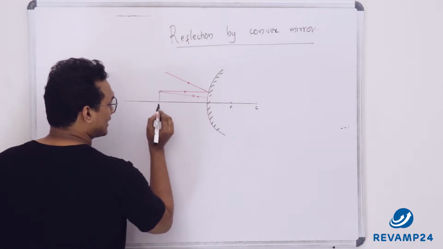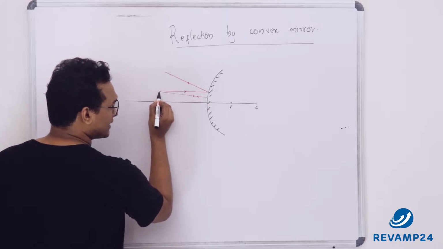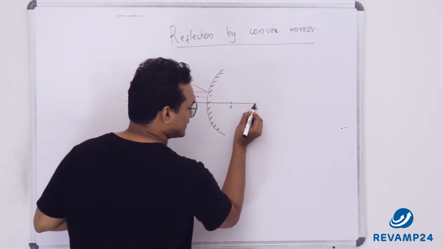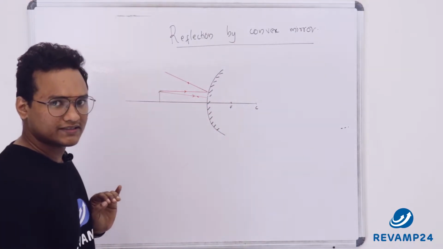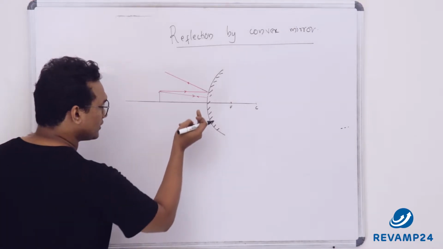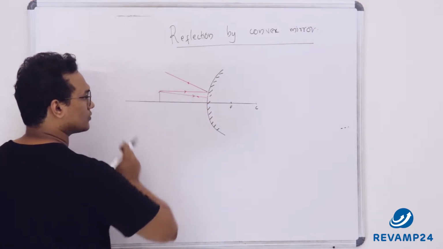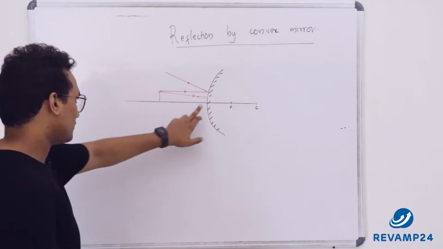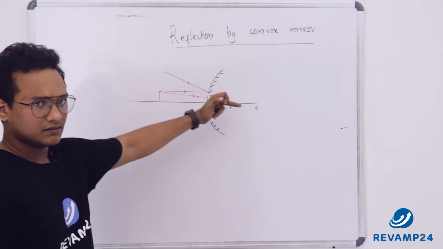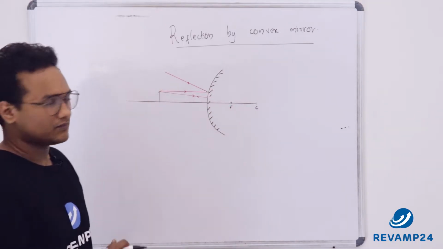So first I will consider a ray which is passing directly towards C. If it is coming towards C, after reflection, that would retrace the path and will also go through C itself. I mean along the same path, which is the initial incident ray.